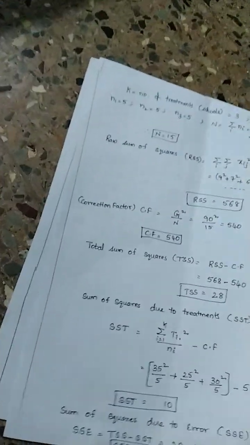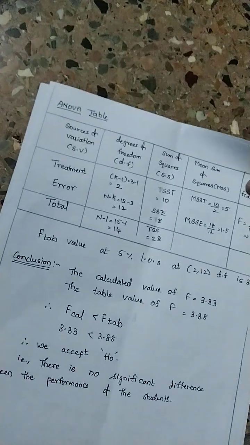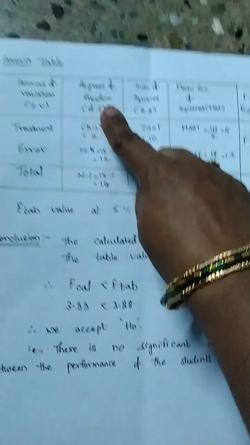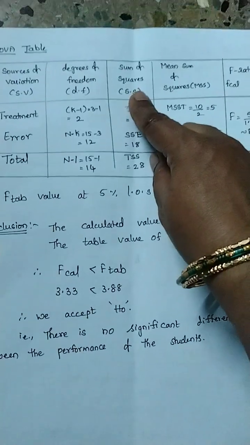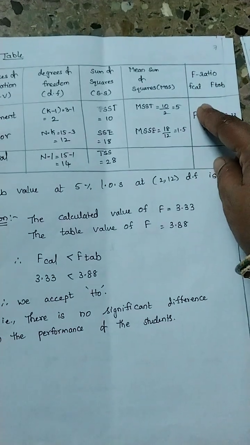Okay. Now the ANOVA table. Every ANOVA table will have only these columns. The first one is sources of variation, which is shortly written as SV. The second one is degrees of freedom, shortly written as D.F. Then sum of squares, S.S. Mean sum of squares and F ratio.